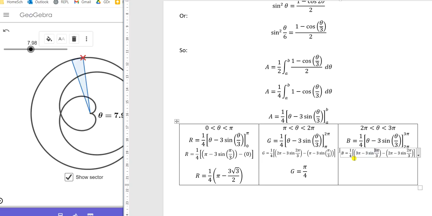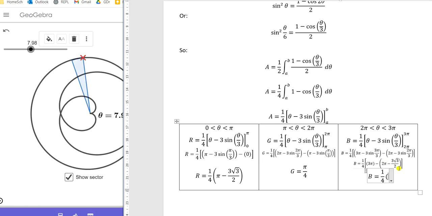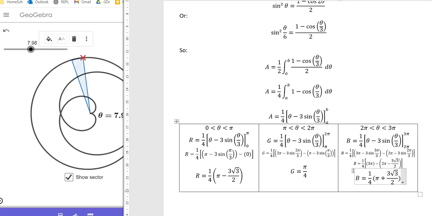Sine pi, basically. And sine pi is 0, which means all of that stuff disappears, which will make our life a little bit easier. Sine 3 pi by 3 is nothing at all, so that's just 3 pi. And this bit, sine 2 pi by 3, we already know the value of. That's root 3 over 2. And when we simplify all of that, we get b equals a quarter of 3 pi minus 2 pi is pi, and we're adding 3 root 3 over 2 for this one.